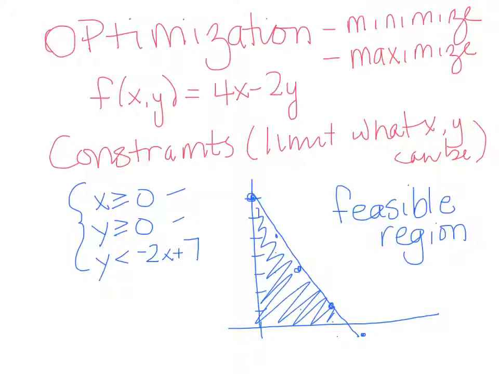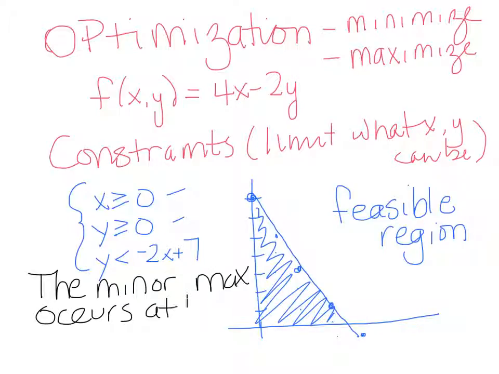Now here's the interesting part about all this. So you got to get really kind of pumped up about this. The min or the max occurs at the vertices. That is huge. Okay, whoever came up with this was a genius, okay? Because I don't have to test all these infinite number of points inside this feasible region to see which one gives me the maximum value of the function. I just have to test these 3 points that are the vertices.